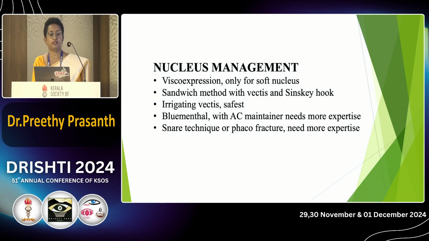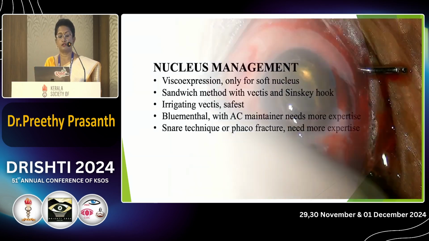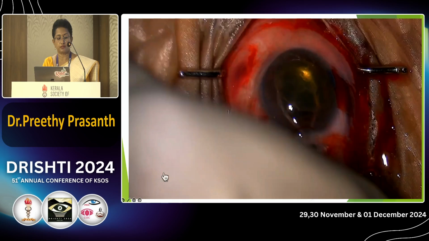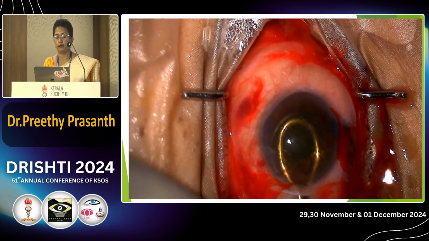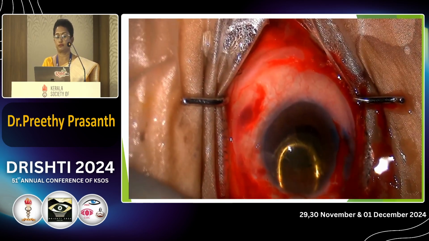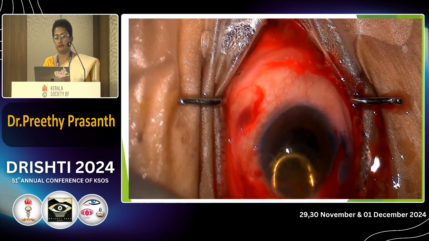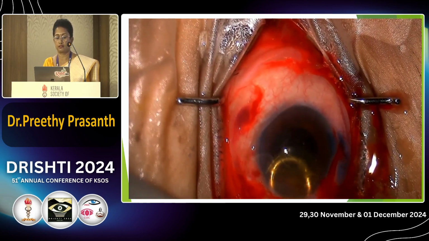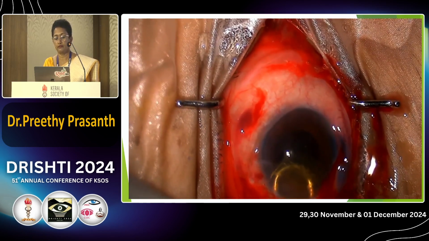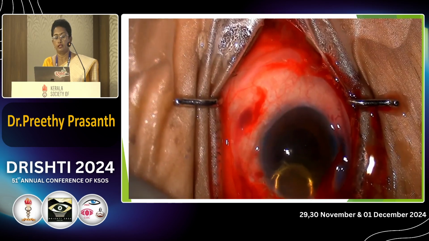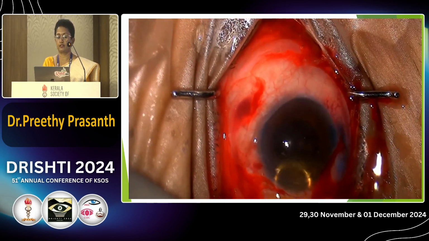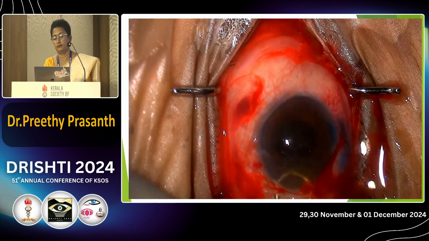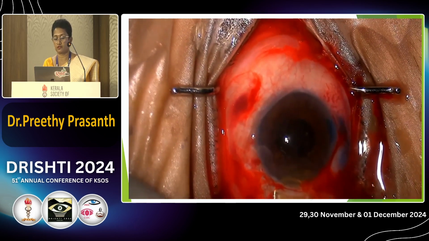Then the nucleus management. Viscoaspiration only for soft nucleus. I prefer using irrigating vectis, which is safest. You can introduce the irrigating vectis through the main tunnel, following the curve of the nucleus up to the inferior aspect of the iris. And while withdrawing, take care to see that you don't catch the iris at any point. And once the nucleus is engaged in the tunnel, you can inject saline, and you have to depress the scleral lip as well as inject saline. So mechanical as well as hydrostatic pressure is used.